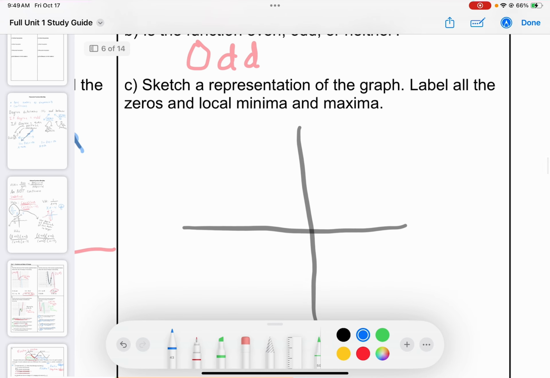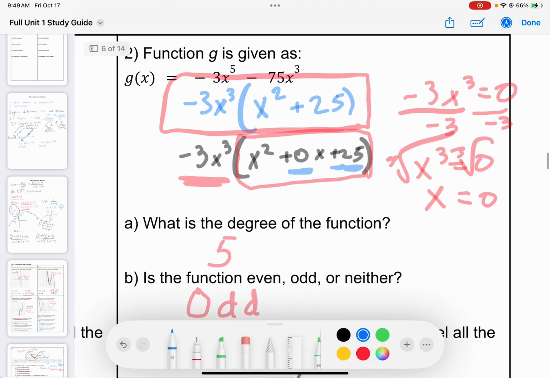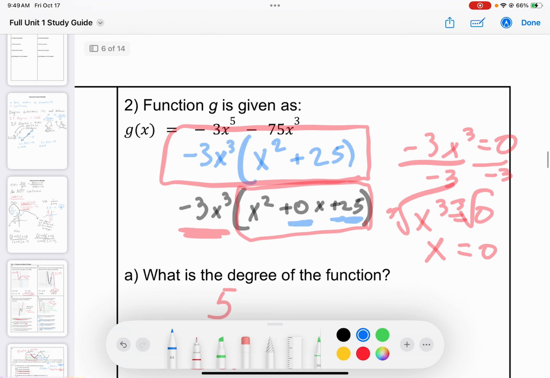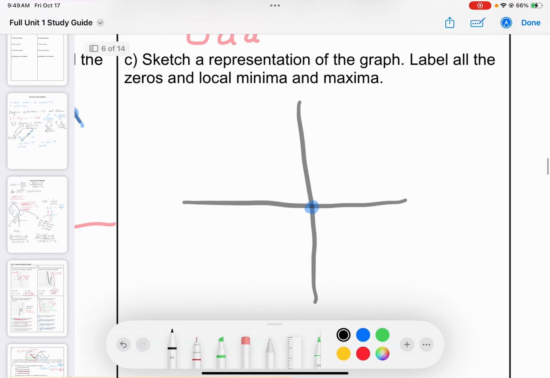So we have a zero here. Well, we know that the end behavior is going to look linear because it's to the 5th, and this is a negative leading coefficient, so the end behavior should look something like this. Let me double down on that in a different color. End behavior should be a negative linear function.